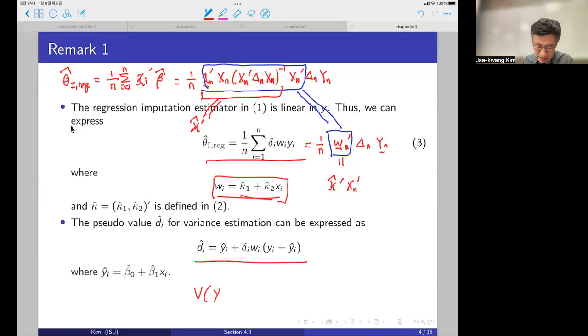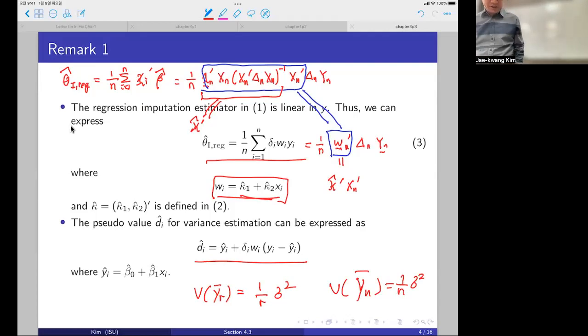Let's do something really simple. Suppose you have R, missing completely at random. So this is the variance, and this is the variance with missing data, versus without missing data. So which one is bigger? This is bigger, right? So N is 100, R is 50. Then you basically double, right? Your variance increases double.